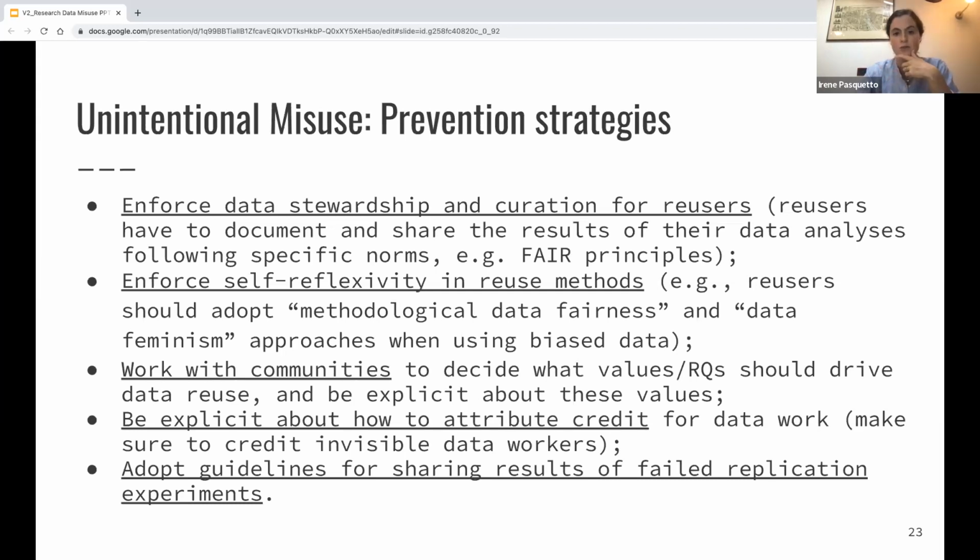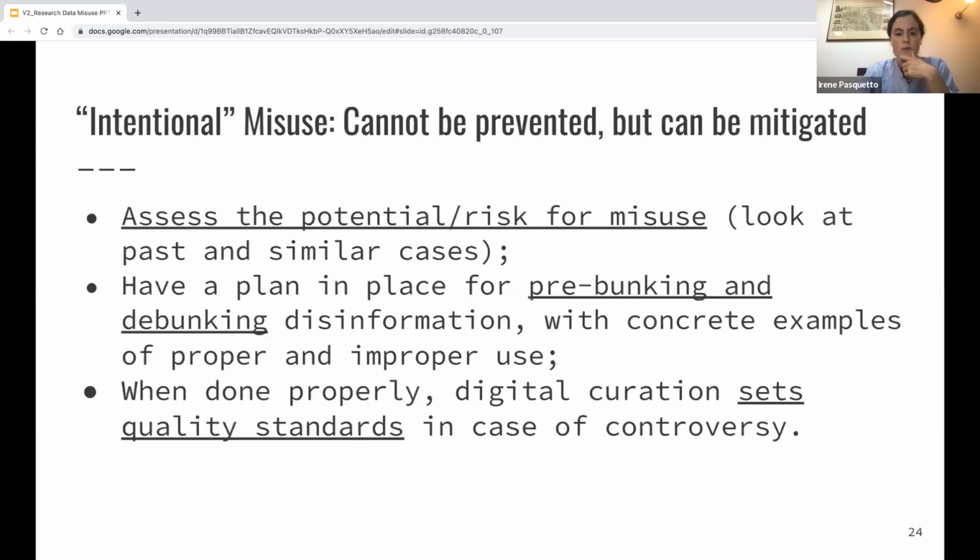This will protect the researchers, right? So intentional misuse, again, is a type of data misuse that does not want to hear reason, right? So it is, again, really hard to identify and prove. You can't really prevent it. So that's the idea here. You can't really prevent it, but you can still mitigate it.